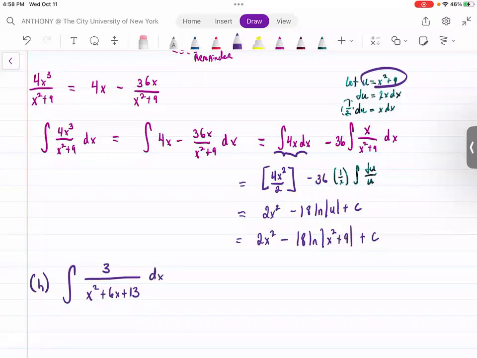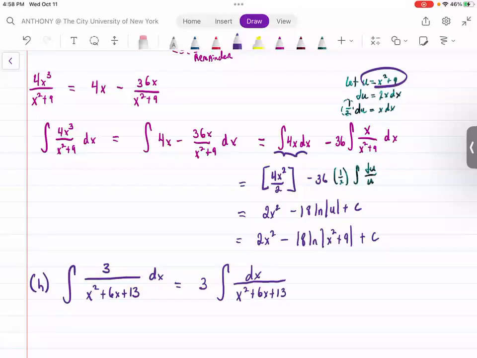The integral of 3 over x squared plus 6x plus 13 dx. Well, first of all, everyone, do you think u substitution is going to work here? No, it's not going to work. Let's try to clean up this integral a little bit. First thing is you can pull your constant multiple out. You can pull the 3 out. So this will give you 3 times the integral of dx all divided by x squared plus 6x plus 13.